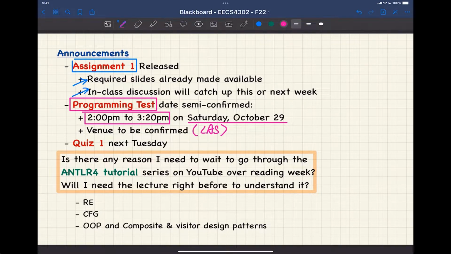When I say semi-confirmed, I just need to book the room. I don't think it's going to be packed or reserved, but I'm going to talk to the department as soon as I can. So you can assume it's going to happen this time.